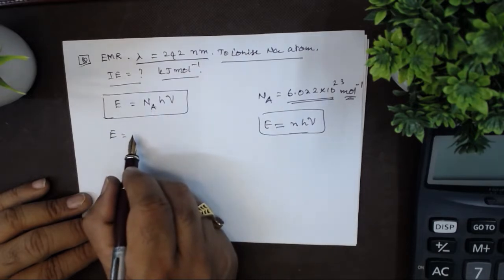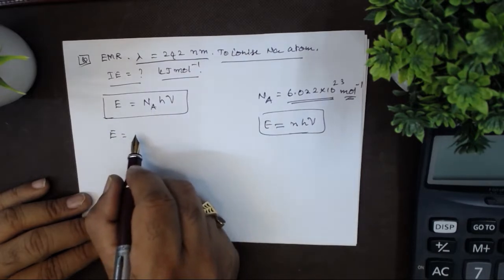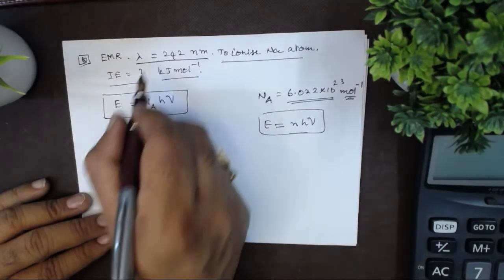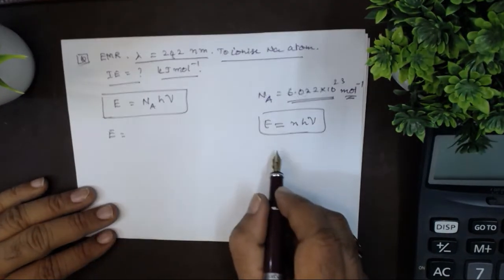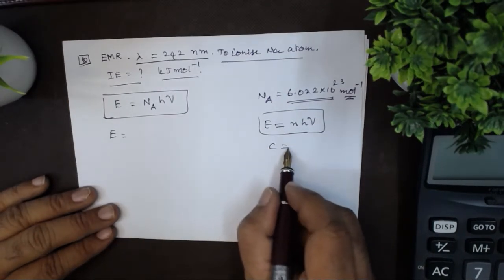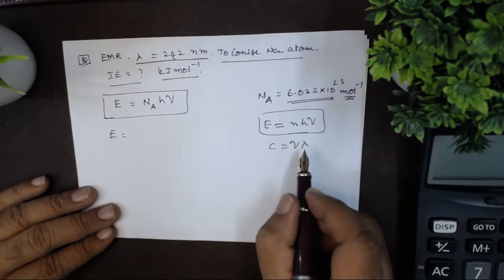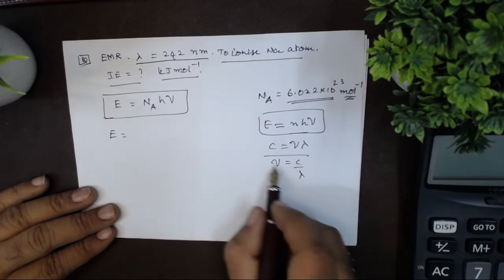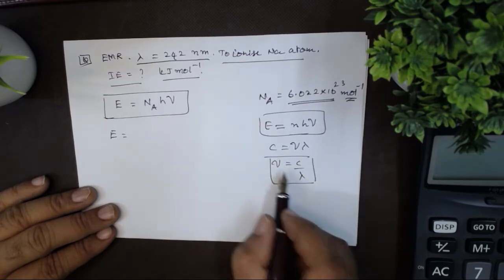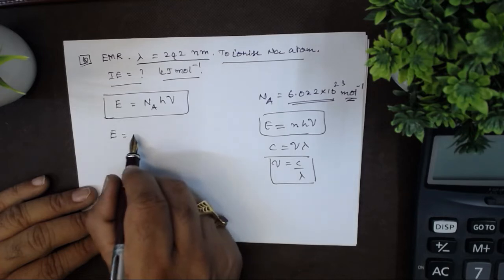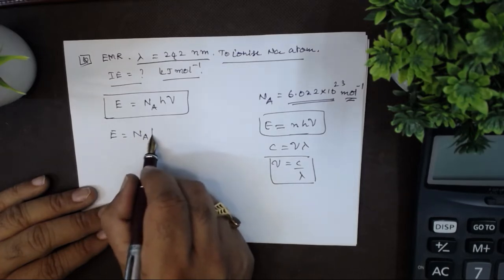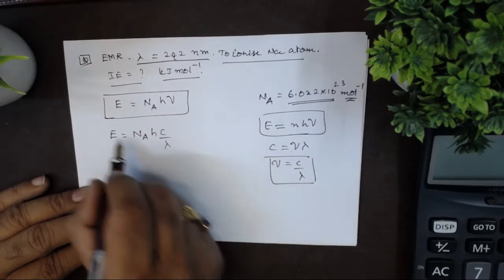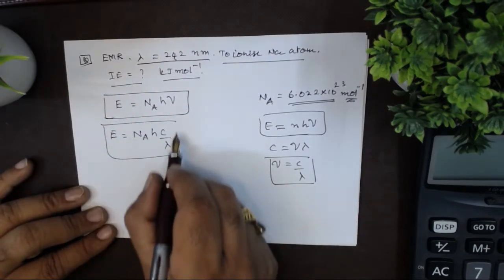Unfortunately, the formula is given in terms of nu, but they have given lambda. So we have another equation, c is equal to nu lambda. Therefore, nu is equal to c by lambda. We can substitute nu by c by lambda. Therefore, Na into h, and instead of nu, you can put c by lambda. This is the final formula where we are going to substitute the given values.